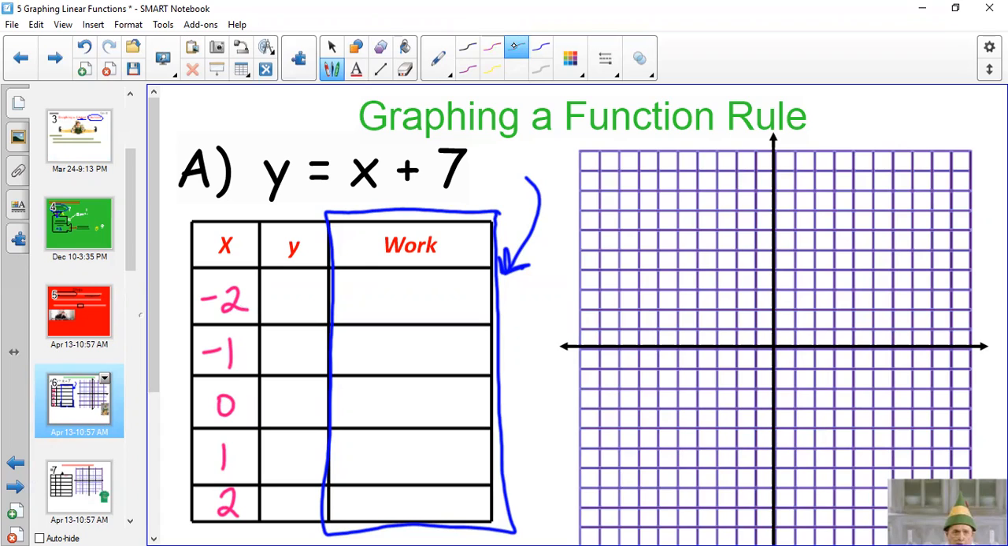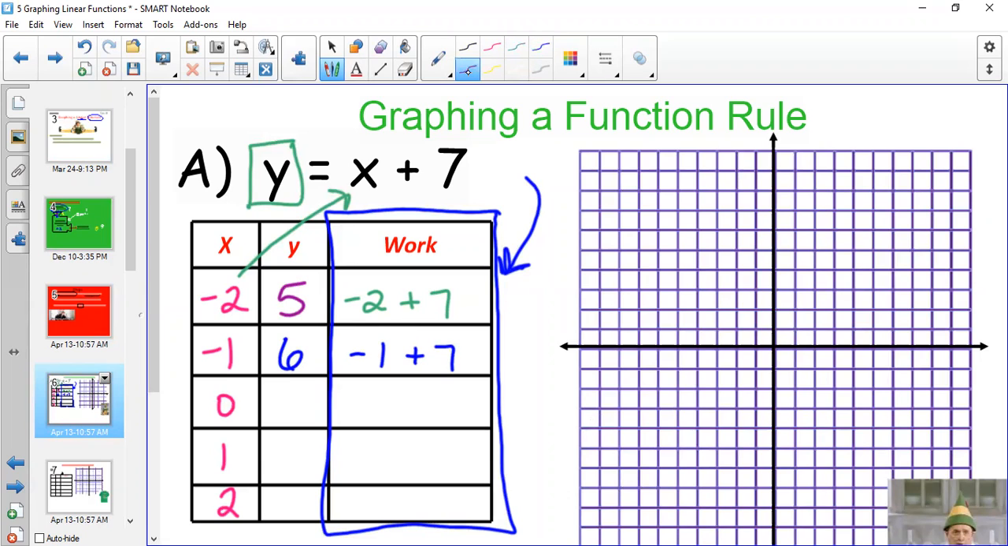All right, so here's where we use that really fancy function machine. This function machine is telling us to find y, we have to take our x, which we're going to have to plug in, and we're going to have to add 7 to it. Okay, so take your x, which was -2, add 7 to it. Well, my fancy function machine is telling me that that answer is 5. Okay, so let's do another problem here. Take your x, this time our x is -1, add 7 to it. That gives us an answer of 6.